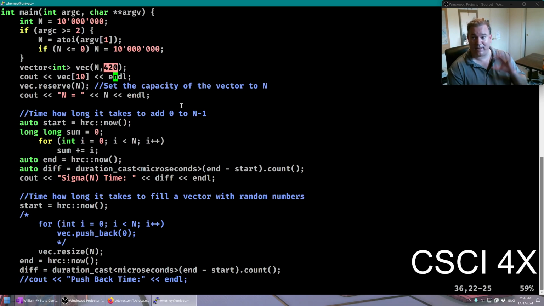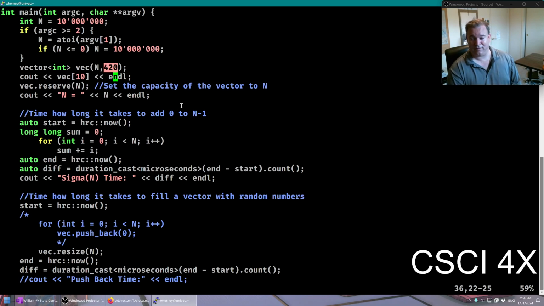Four seconds? No, I'm not asking about the time. Big O is much more nebulous and theoretical than that. Big O asks, as the vector gets bigger, does it take longer to do this? Does it take longer to make a vector of size 10 than it does to make a vector of size 10 million?